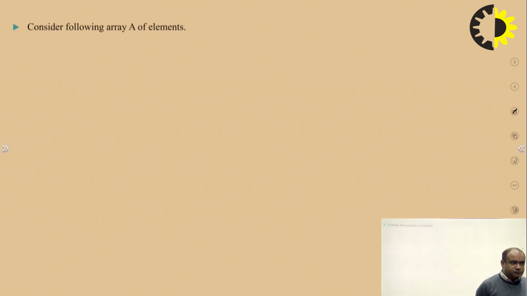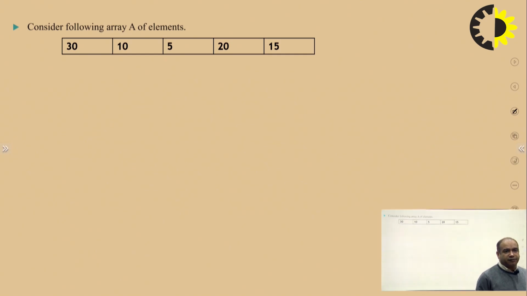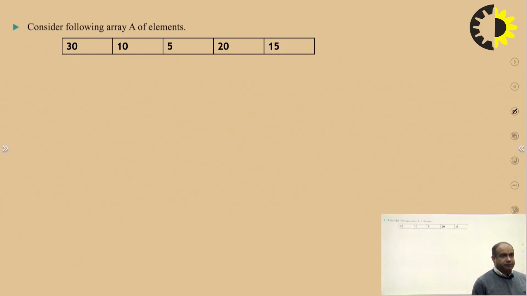So consider the following array A, which has 5 elements: 30, 10, 5, 20 and 50.